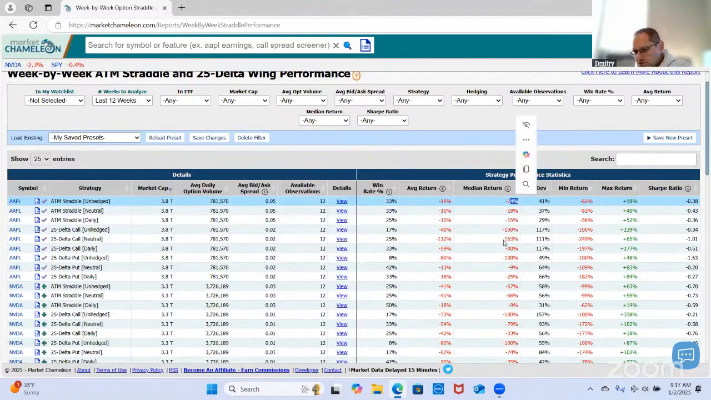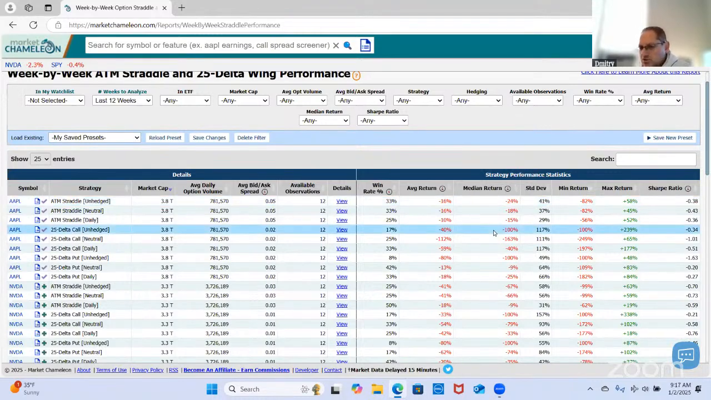So another stat we could look at is the median return, and that helps us get a sense of how much the average is skewed, because the average can get skewed by outliers or very extreme values. Maybe it could be just one move that really skewed that average. And to get a sense if there is a big skew, we could look at the median return.